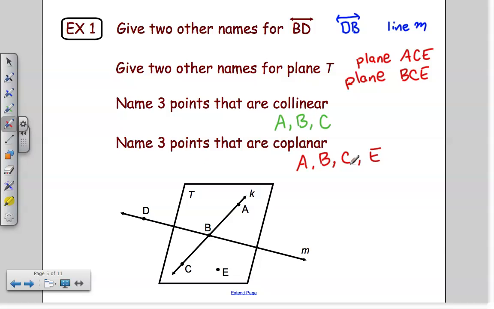You know what, they said 3. I'm just going to list all of them and write any combination of 3 would work. Okay.